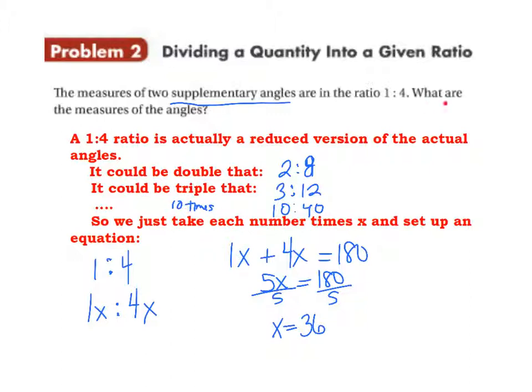The question says, what are the measures of the angles? So in my 1:4 ratio, if I plug the 36 back in, the first angle was 36, and the second angle was whatever 4 times 36 is, 144. So my two angles: the first angle is 36 degrees. The second angle is 144. I just took the 36 times 4.